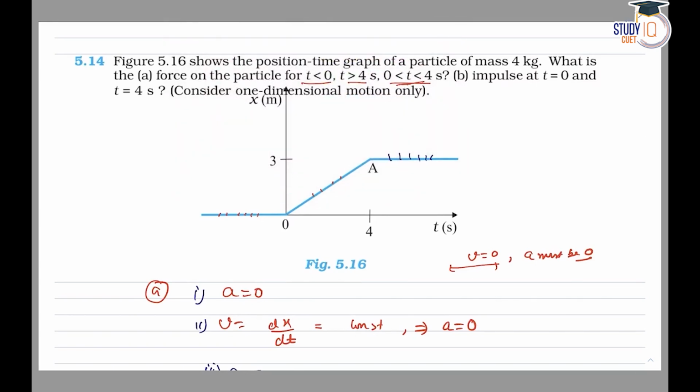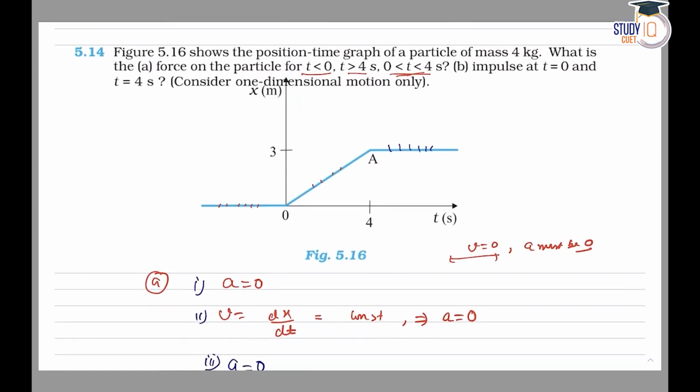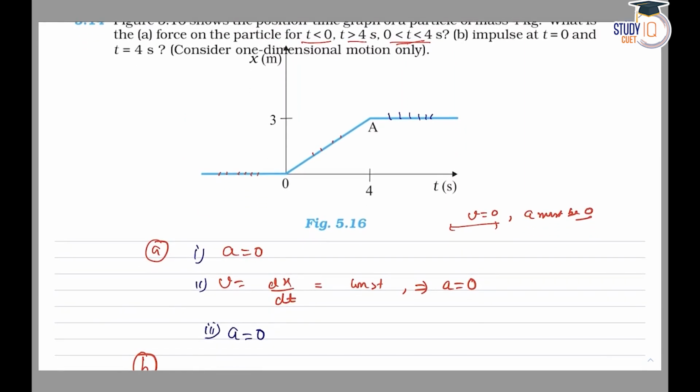Part B is saying that we are supposed to find out the impulse at t equal to 0 and the impulse at t equal to 4 seconds. Now what is impulse? Impulse is represented by the symbol J, and it is the change in linear momentum. Impulse is equal to the change in linear momentum, that is equal to m times v minus m times u, where v represents final velocity and u represents initial velocity.